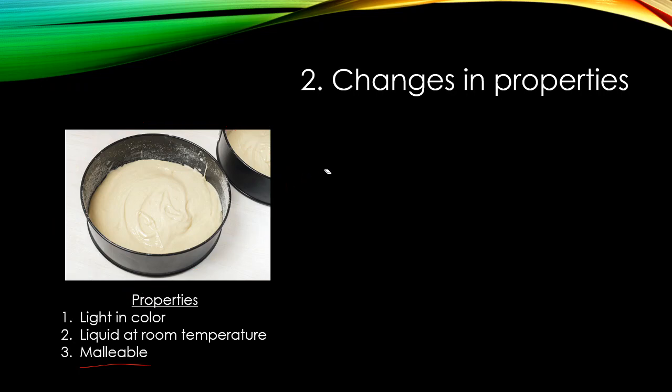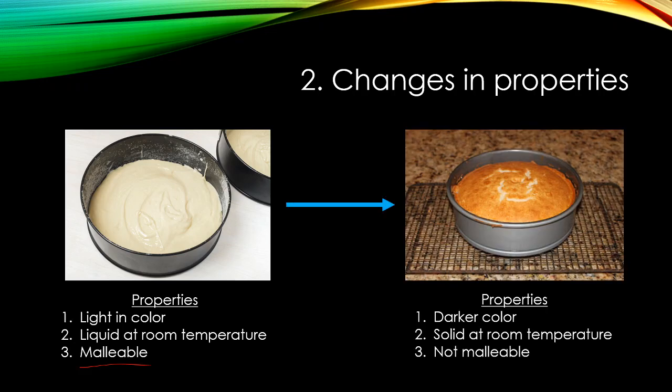After we've baked the cake, those properties have all changed. Now we can see that our cake is a darker color. It's more dark tan or almost orange over here, whereas it was a lighter color before. It's solid at room temperature now, and it's not malleable anymore. If you try to bend and stretch that, you can do it a little bit, but if you try to do it too much, it'll just crumble apart and break.